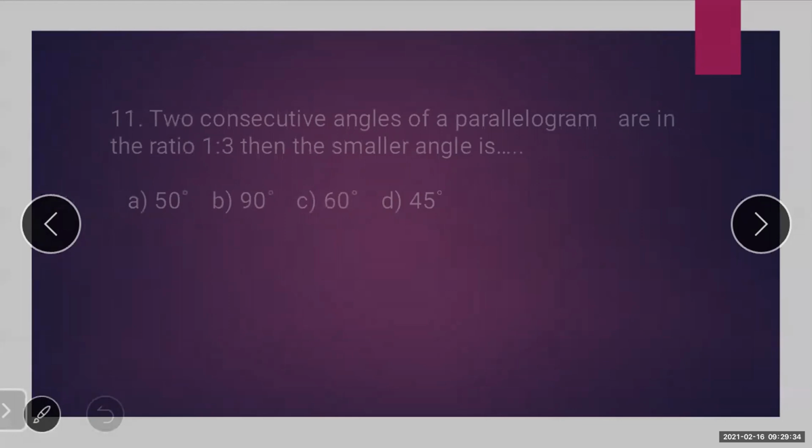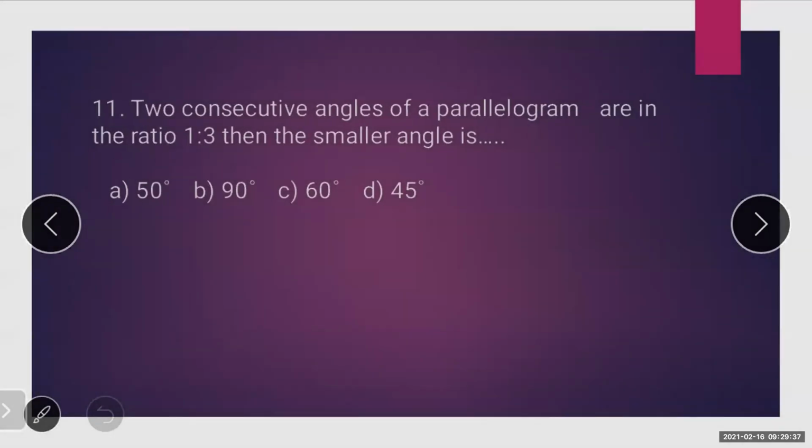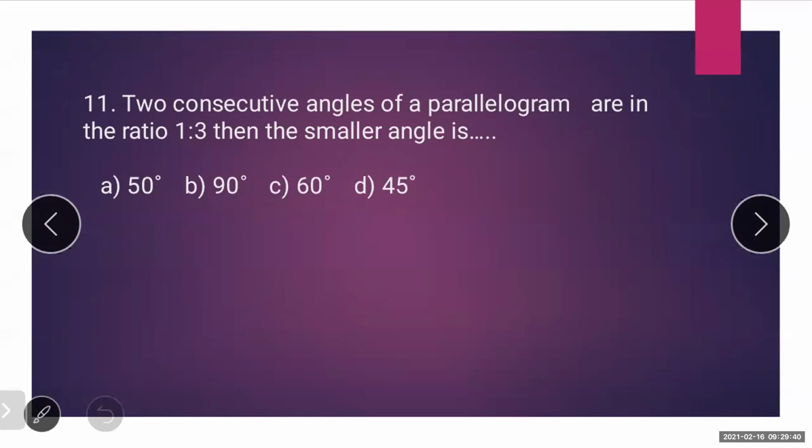Okay, now the next one. Two consecutive angles of a parallelogram are in the ratio 1:3. Then the smaller angle is. Now focus on the word ratio, because I think I have taken a sum on this. Ratio means what? We cannot say that it is 1 degree or 3 degrees. Ratio is given, that is 1:3. That means some common multiple is there with these numbers, and you need to find it out.